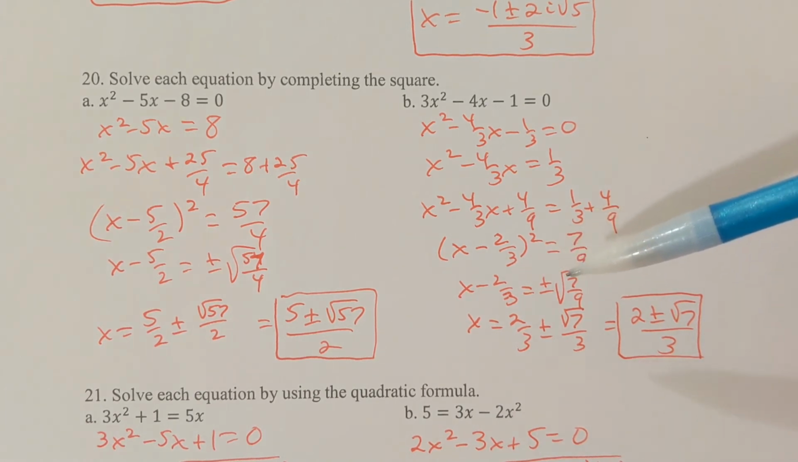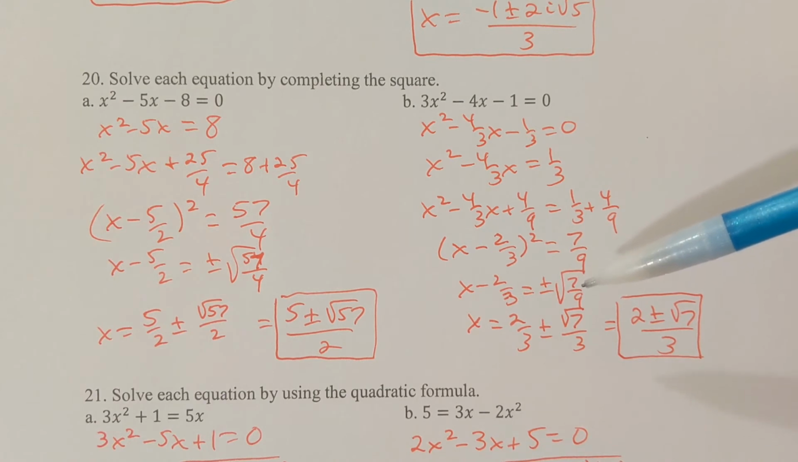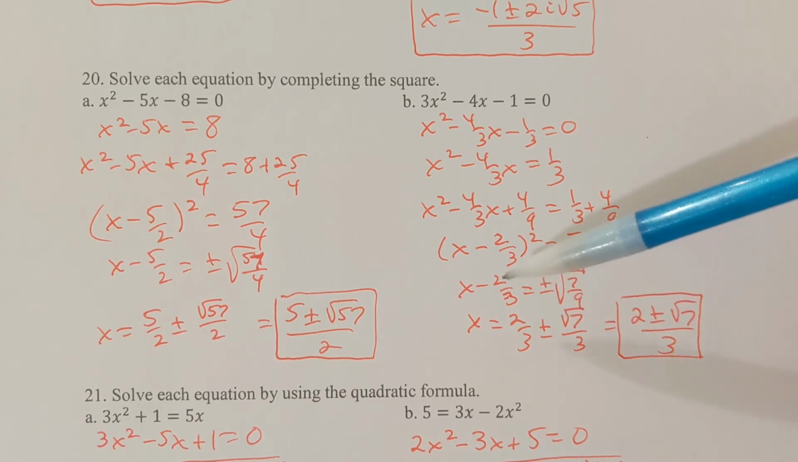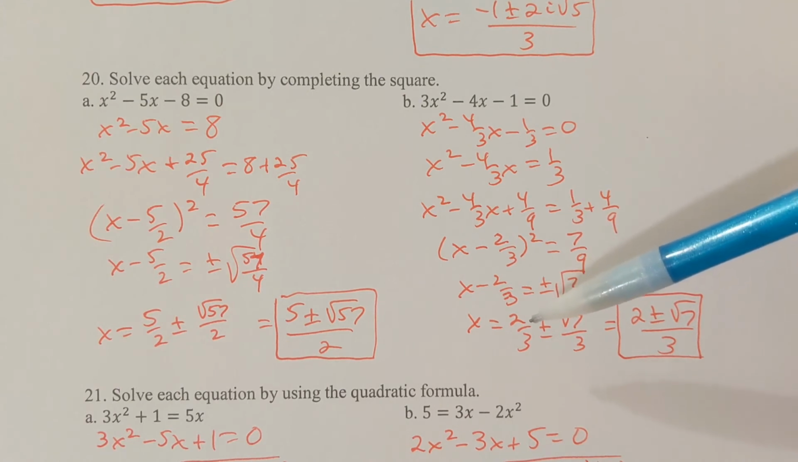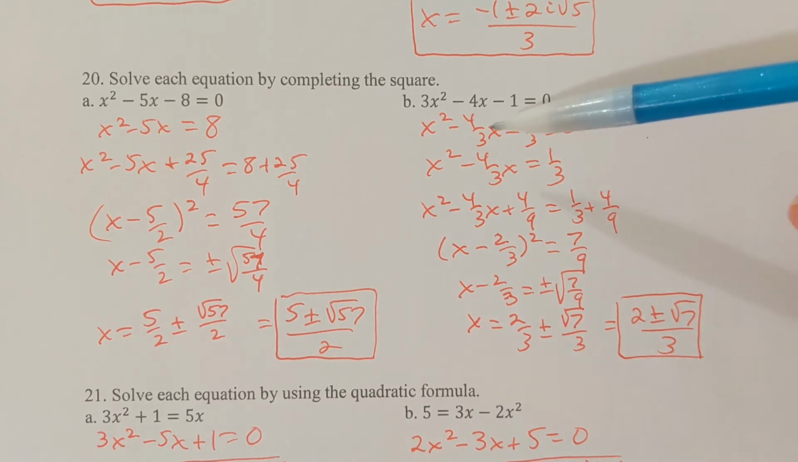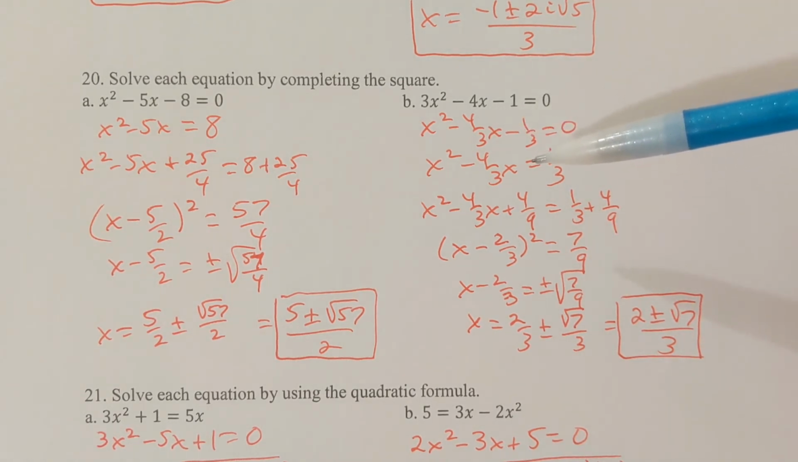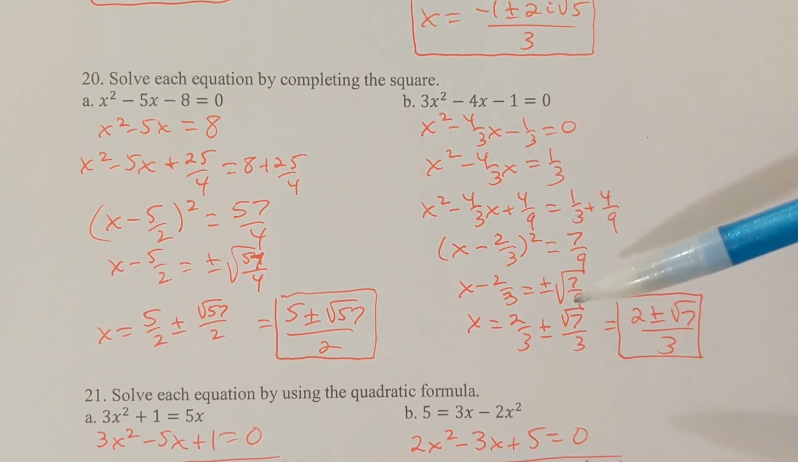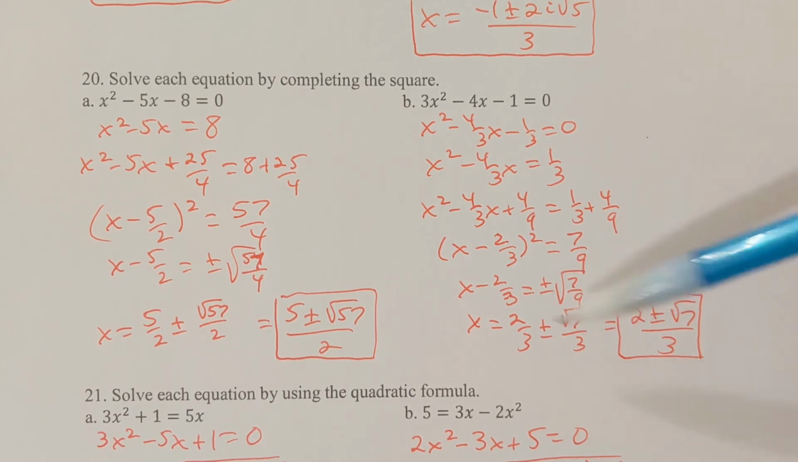X minus 2/3 equals plus or minus the square root of 7/9. The square root of 7 divided by the square root of 9, which is 3. If I add 2/3 to both sides, x equals 2/3 plus or minus the square root of 7 over 3. So 2 plus or minus the square root of 7 over 3. And again, these are not natural numbers that I'd be guessing and checking. Basically the way to do this problem, if you don't use the quadratic formula, is to complete the square.